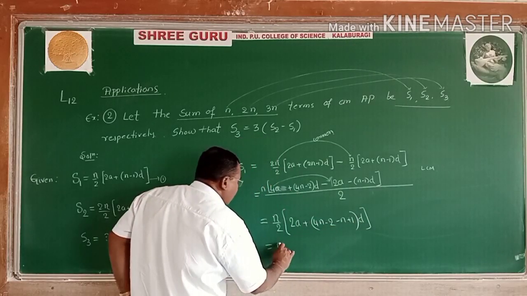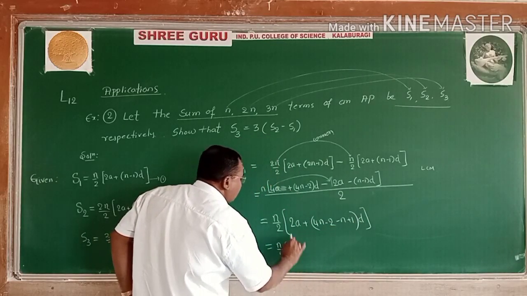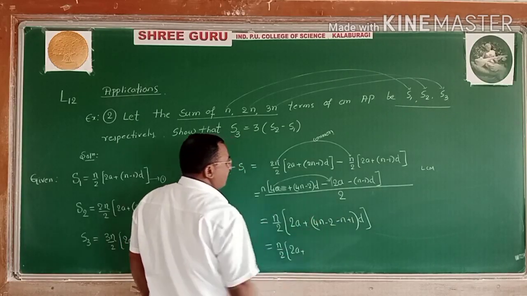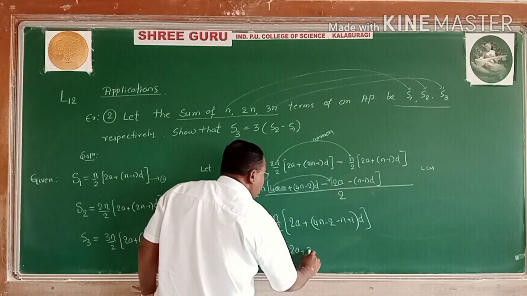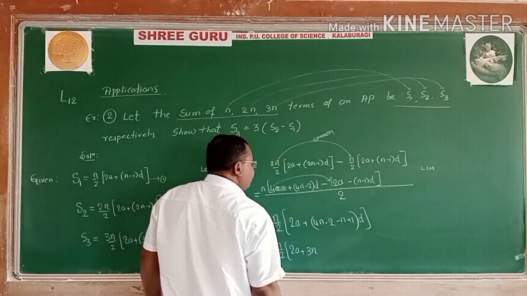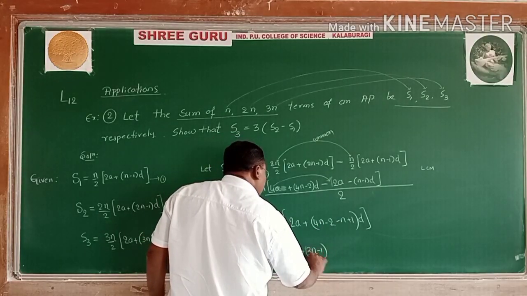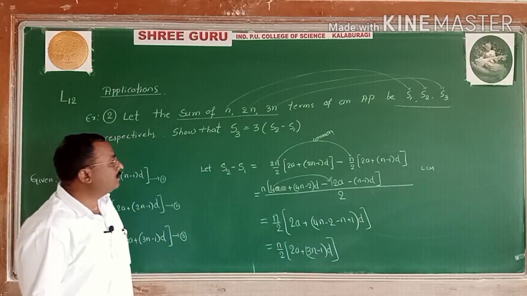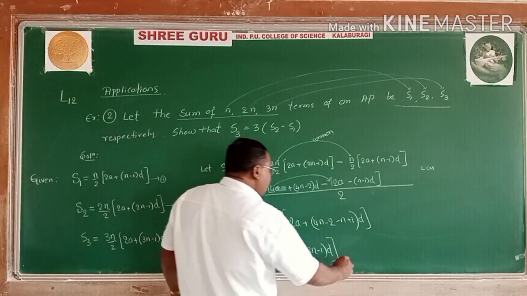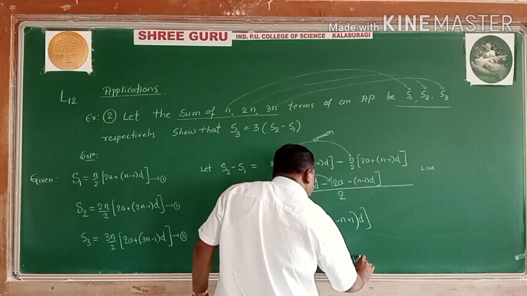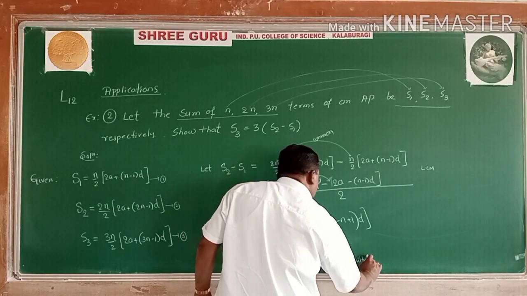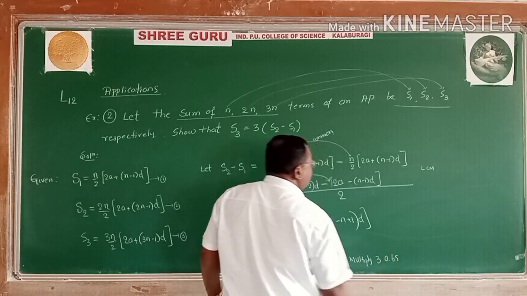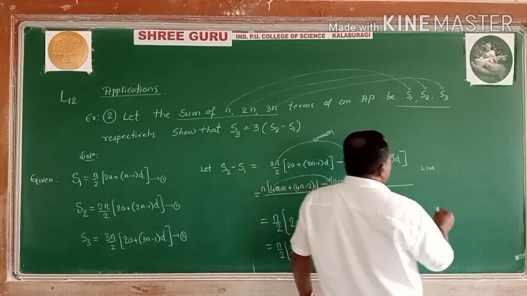Is equal to n by 2, here 2a plus, 4n minus n is 3n minus 1 into d. Here, multiply by 3 on both sides. Multiply 3 on both sides.